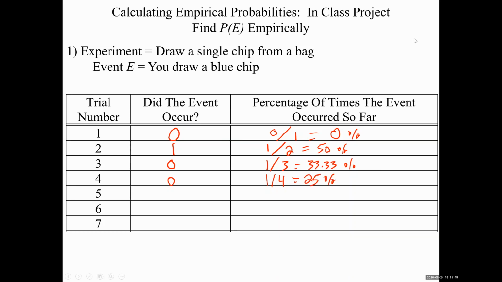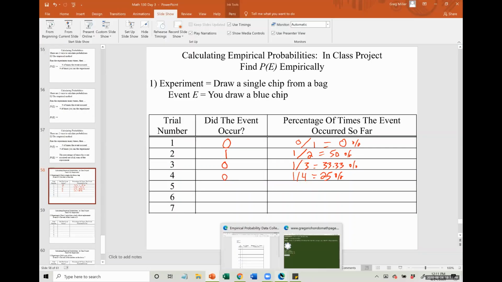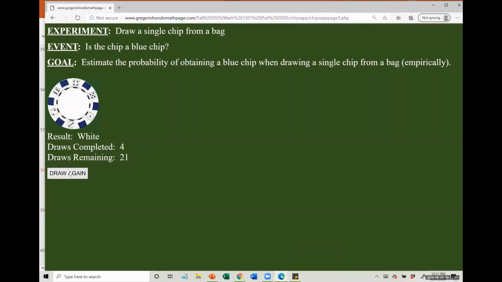Okay, let me do it. I want to get one more blue chip just to make sure things are making sense. Let me see if I might get another blue chip. I'm hoping. Come on. Red. Okay, let me just do 2 more. Red. Okay, and then blue.